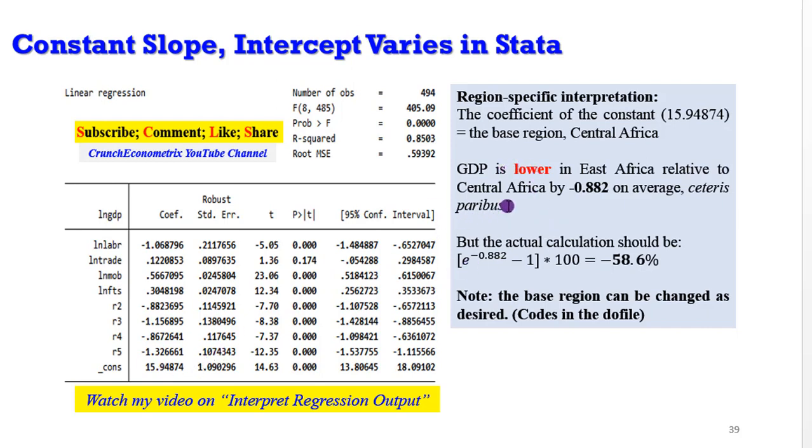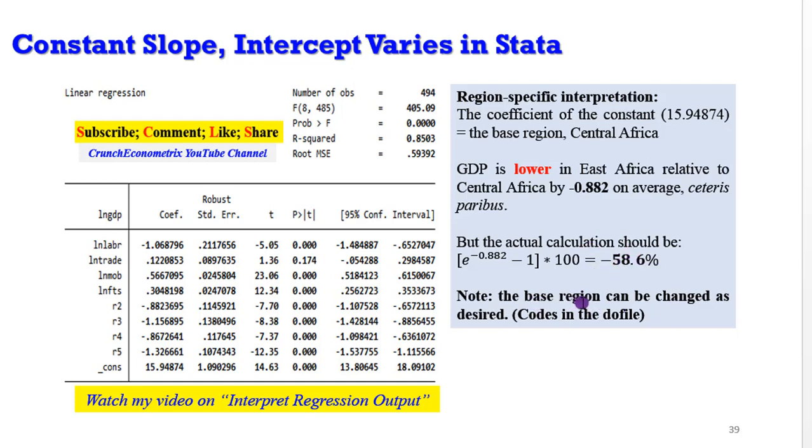For instance, GDP is lower in East Africa relative to Central Africa by 0.882. Lower because there's a negative coefficient. And East Africa is R2, that is the dummy variable created for that sub-region. But how do you get the actual calculation? According to Wooldridge, this is how you get the actual calculation. You take the exponent of the coefficient, deduct 1 from it, and multiply by 100. So the actual differential between the intercept of East Africa and Central Africa is negative 58.6%.